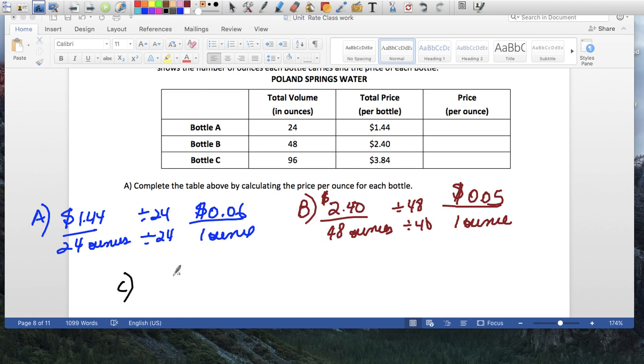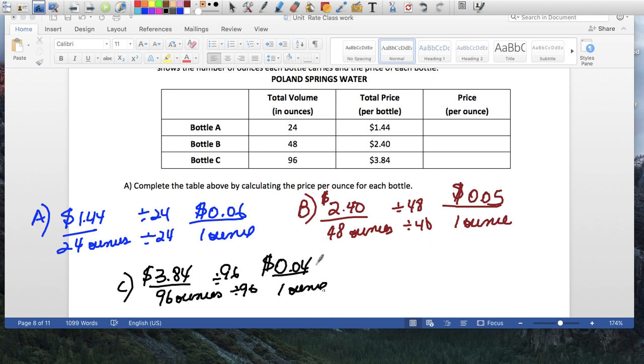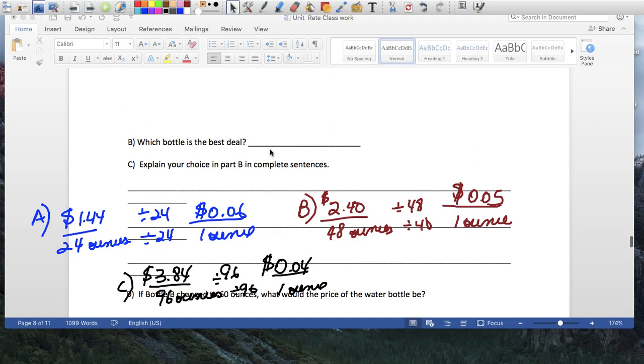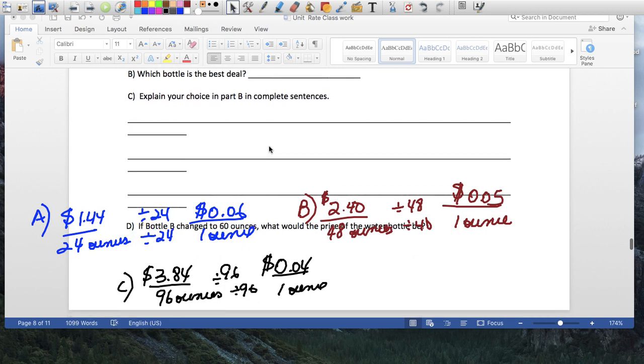Bottle C is $3.84 over 96 ounces. We divide by 96 and get 1 ounce. 3.84 divided by 96 equals 4 cents. So which one is the cheaper one? This one is 4 cents, so that's definitely the cheaper one. The better deal is bottle C.